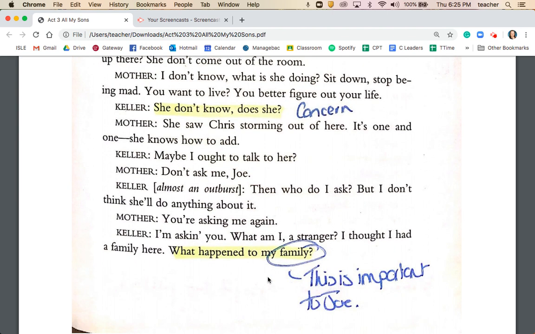And then down towards the bottom of this page, it's significant that he says, "What happened to my family?" And remember that this idea of family is so important to Joe, and it reinforces that that's part of his core values.